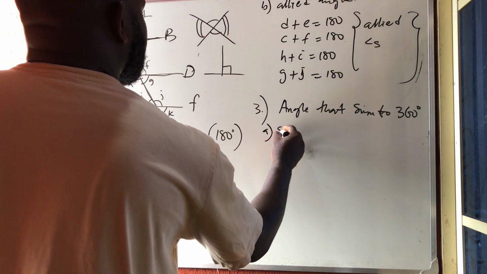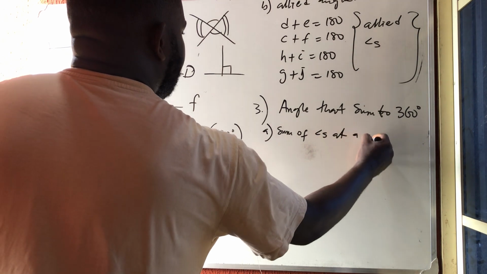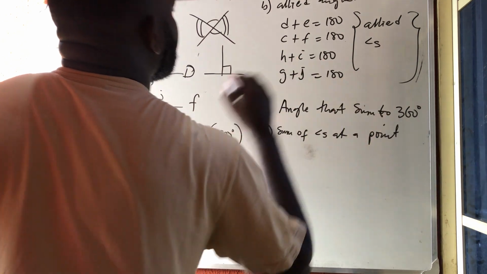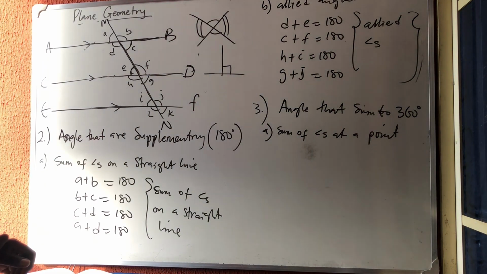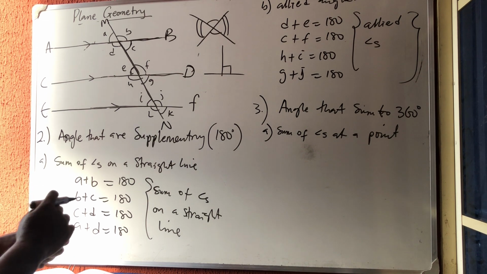And that one is what? Sum of angles at a point. Okay? Sum of angles at a point. And that sum of angles at a point forms a complete circle. Anywhere you can get a complete circle is called sum of angles at a point and is equal to 360.